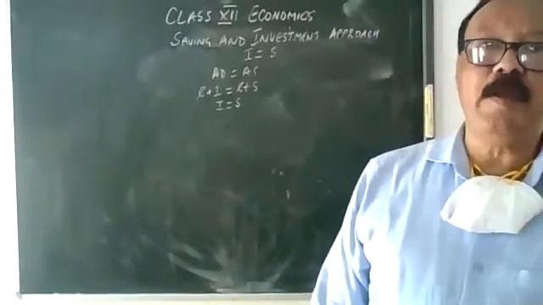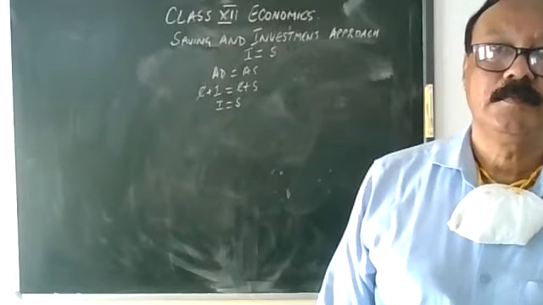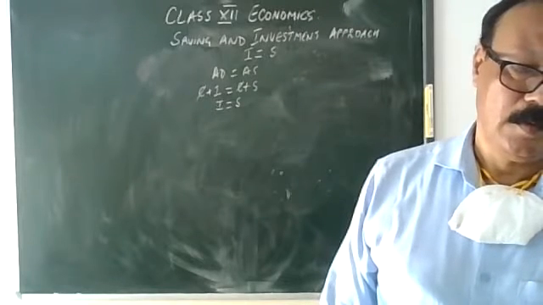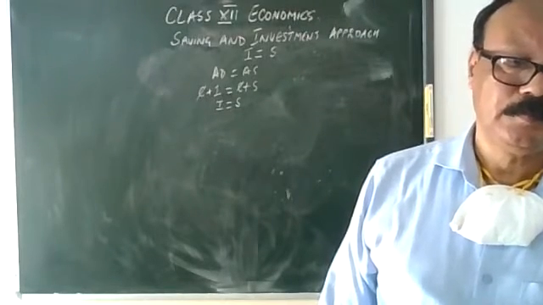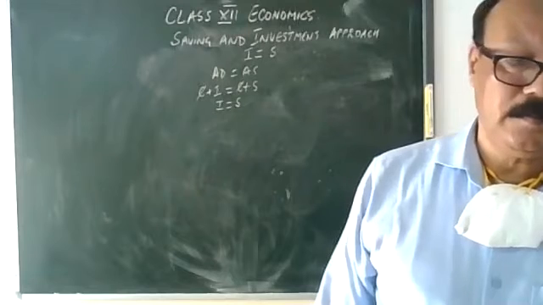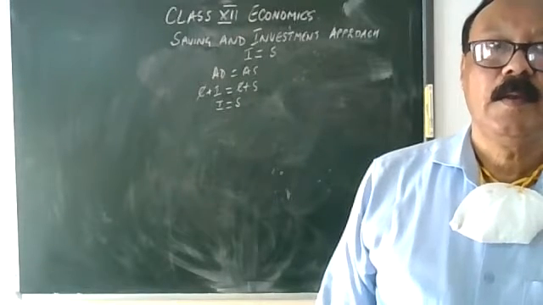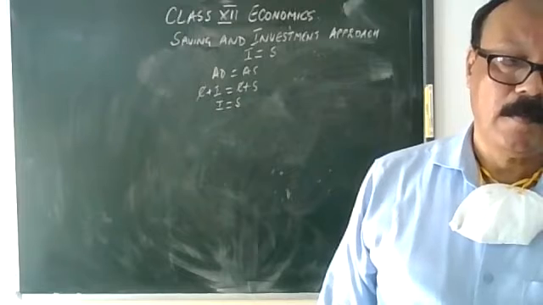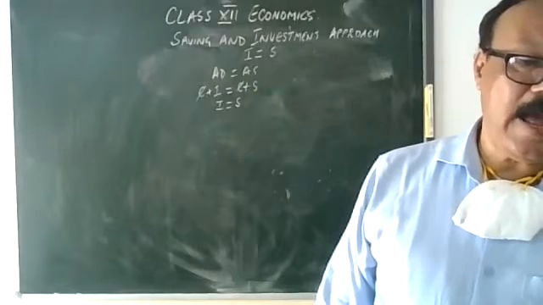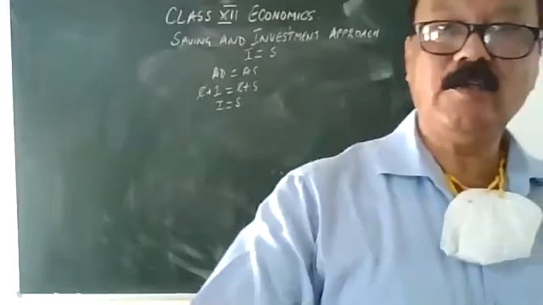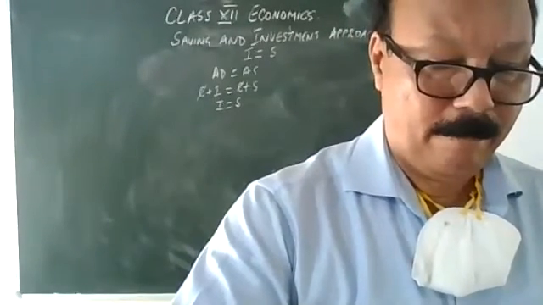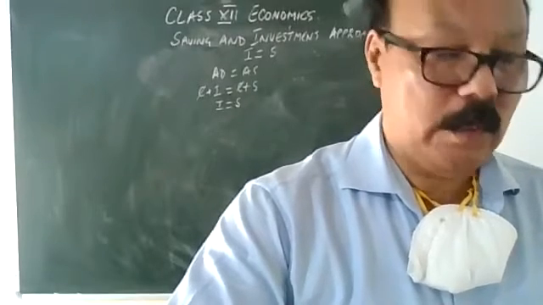The equilibrium level of income, write down. The equilibrium level of income and output is that level at which planned savings and planned investments are the same or equal.